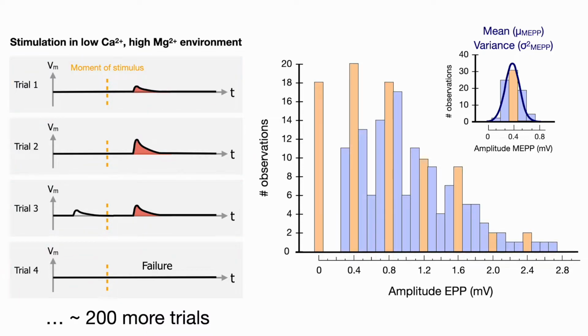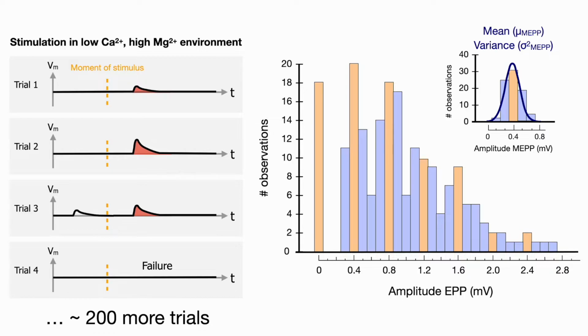Even though this experimental data already hints at the fact that the EPP is made out of multiple MEPs, or to be more precise, according to this data, the magnitude of the EPP would be a multiple of 0.4 millivolts, we still need a more precise analysis to better support the hypothesis.